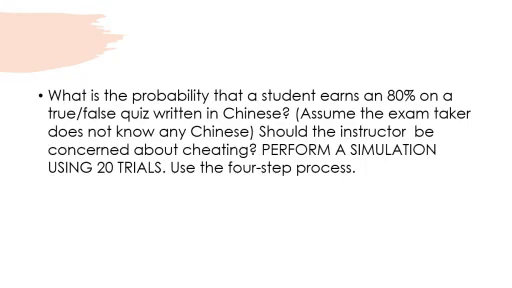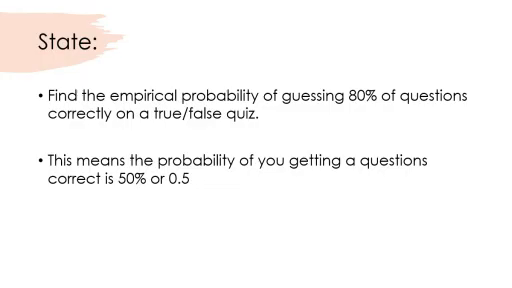And what you'd want to do is go through the 4 steps. So step 1 is to state basically what you're doing. You want to find the empirical probability, because we're going to do an experiment with a trial, of guessing 80% on questions in a true-false exam. Because it's a true-false quiz, each question has about a 50% correct, incorrect probability. They are either right or wrong. And so the question is, if they earn 80%, will it be likely that they cheated? So there's your statement.